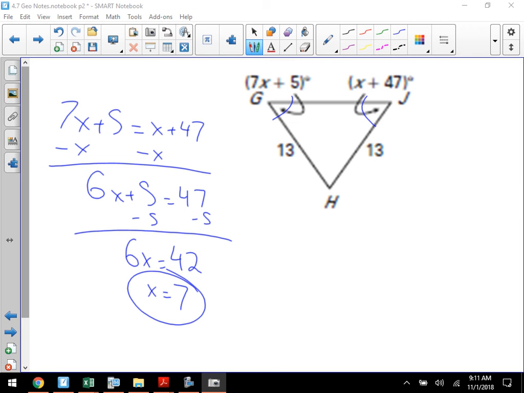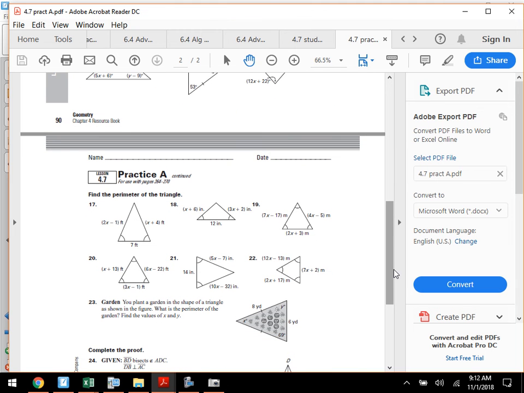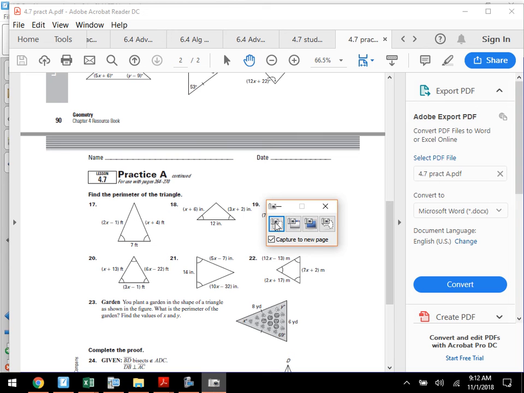Now, what would you do with that value of 7 to make sure you didn't goof? Substitute back in. 7 times 7 is 49, and 5 is 54. What's 7 plus 49? Hey, those two numbers are the same. X was 7. 54.